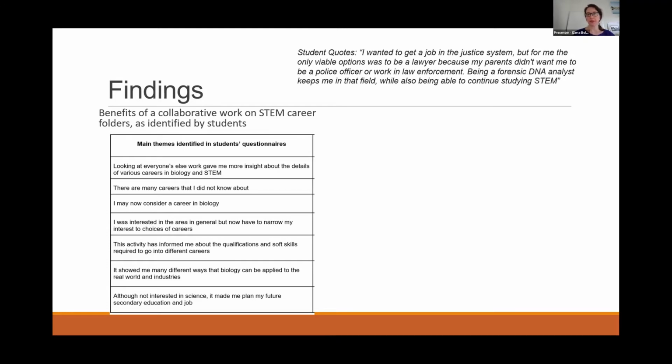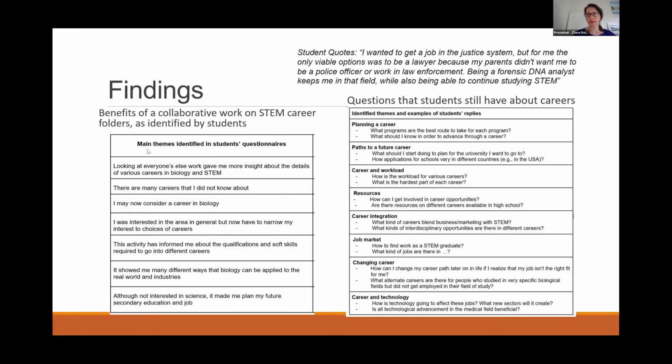responses here. And we collected some of the student quotes also, where students look at how they, for example, can combine different careers. For example, a student wanted to get a job in the justice system, but now is considering becoming a forensic DNA analyst to continue studying STEM.